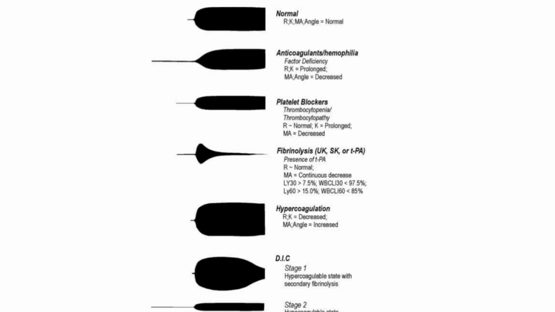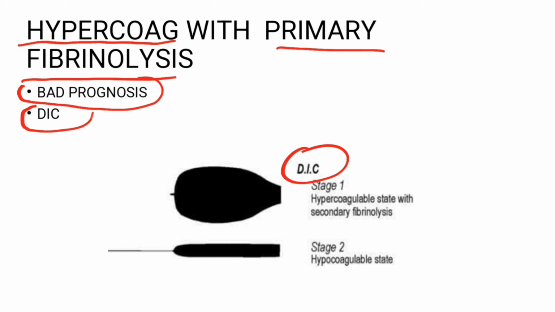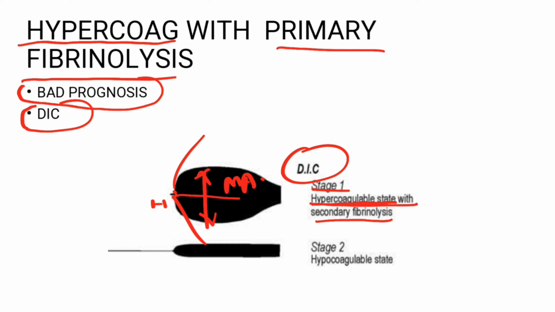Now in case of DIC, there is hypercoagulation with primary fibrinolysis. This is really a bad prognosis, and in case of DIC, we see that. In DIC stage 1, we see hypercoagulable state with secondary fibrinolysis. In stage 1, we find very less R time, K time is very less, the angle is really increased, and the MA is also increased. So this is hypercoagulable state with secondary fibrinolysis. You can see the fibrinolysis occurring in this stage.